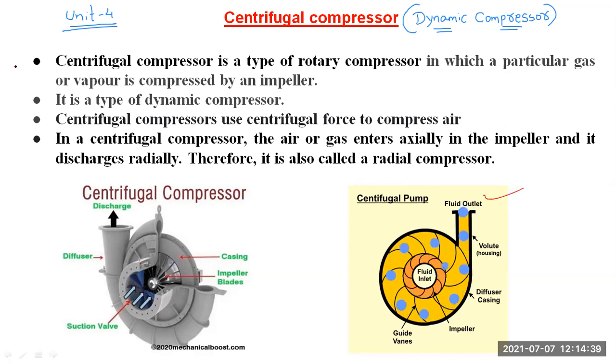So the centrifugal compressor is a type of rotary compressor in which a particular gas or vapor is compressed by an impeller. What do you mean by impeller? I will tell you. This is how the centrifugal compressor looks. This rotating part is the impeller. Here you can see these are the impellers, these plates are the impeller plates.